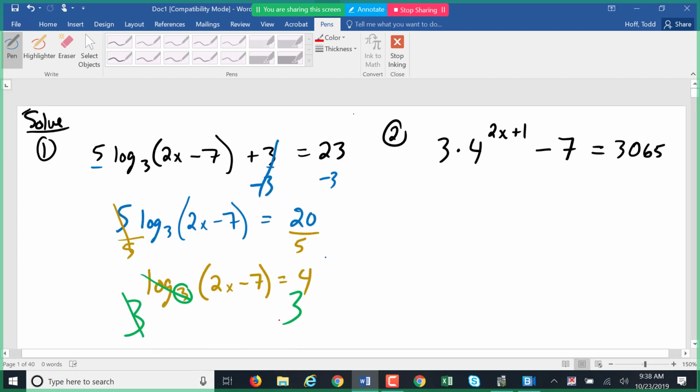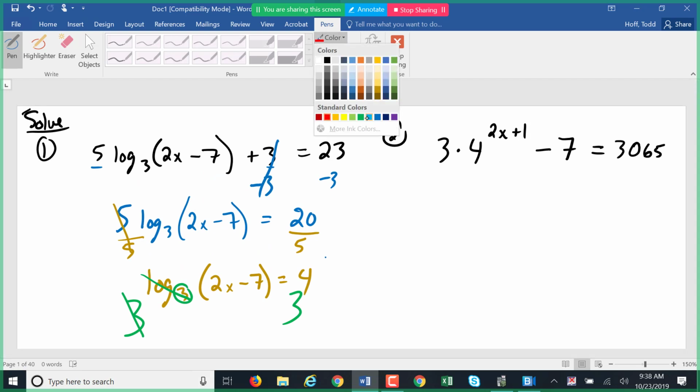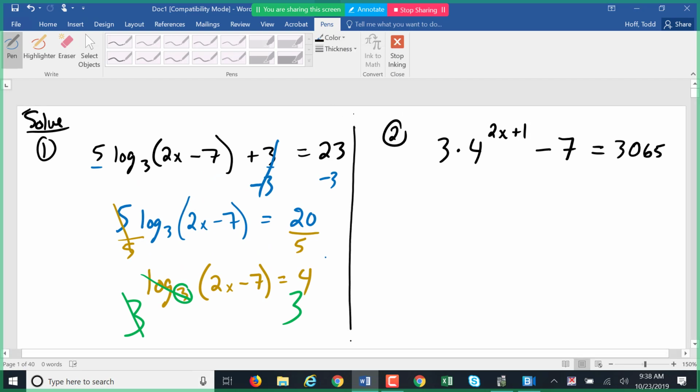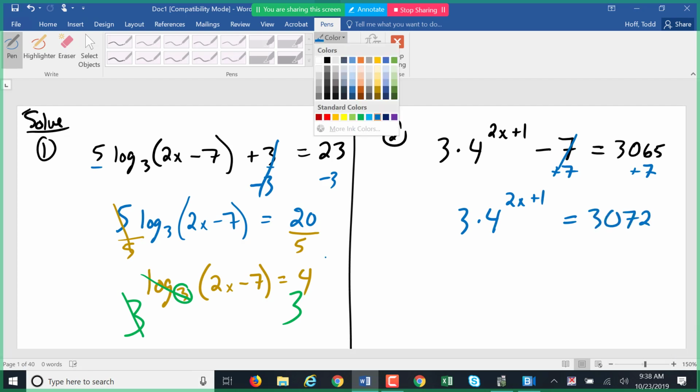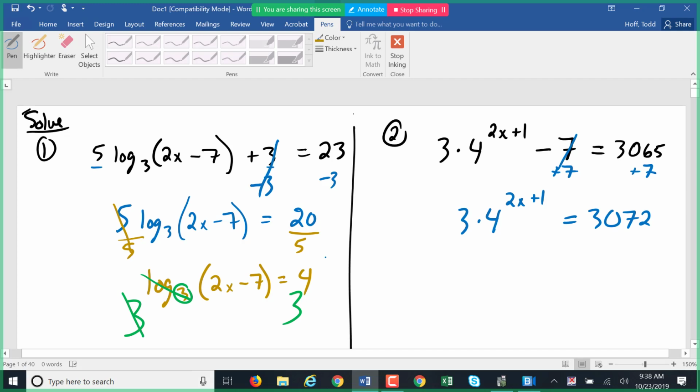Okay, so number 2, this is an exponential equation, but it follows the same sequence to solve it. First thing we have to do is isolate the exponential. That's this piece right here, 4 to the power of 2x plus 1. So we're going to start by adding 7. So 3 times 4 to the 2x plus 1 equals 3,072. Then we still have to get rid of the 3. It's multiplying the exponential, so we will divide by 3.